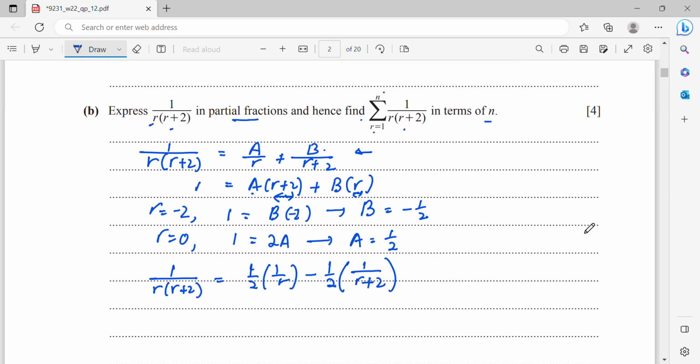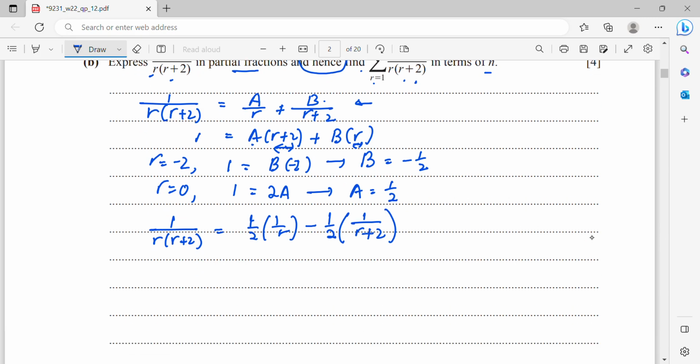Okay, because the word 'hence' means use the previous partial fraction to solve the next part, we need to solve the summation of 1/(r(r + 2)), r from 1 until n. It is the same as the summation of the right side. Since both terms have a half, I may factorize the half and then consider the summation of 1/r minus 1/(r + 2).